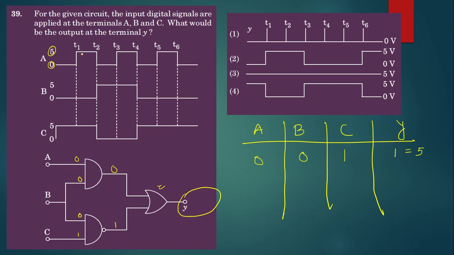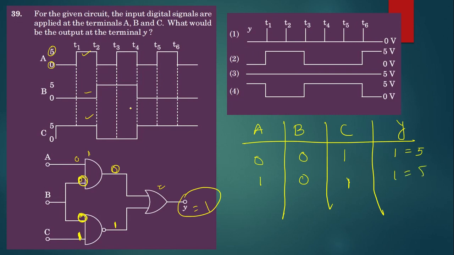In the next pulse, A is 5, which means it is 1. B is 0 and C is 1. Let us apply this set of values. A 1, B 0 and C 1. So 1 multiplied by 0 will again be 0. For the NAND gate, 1 multiplied by 0 is 0, but the complement will be 1. This OR gate will make the output 1, 0 plus 1, again 1.